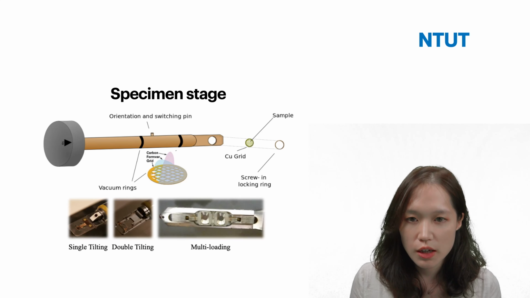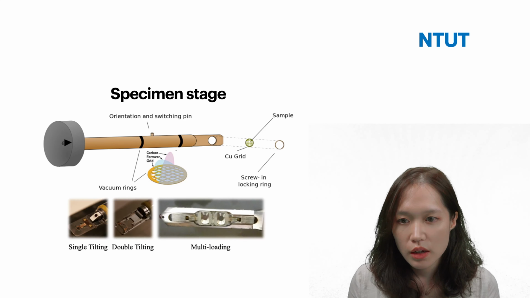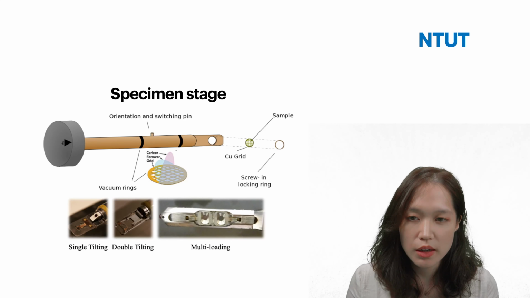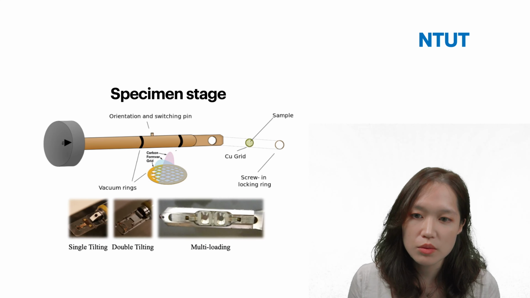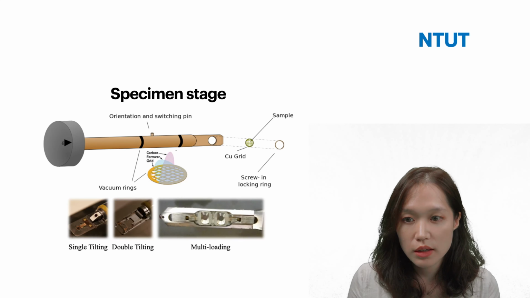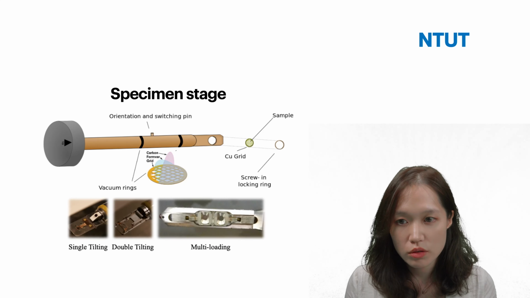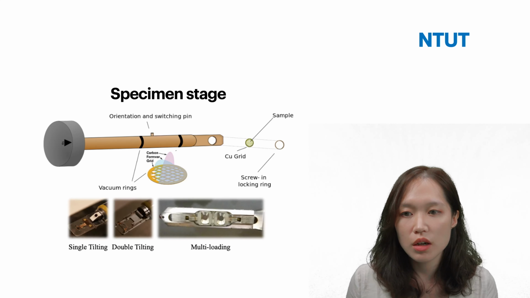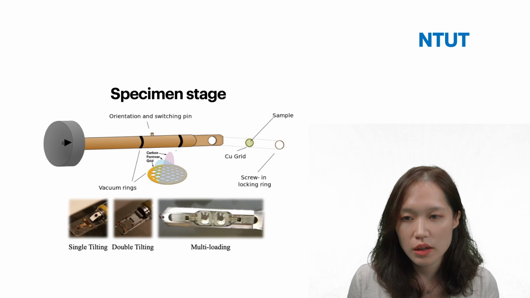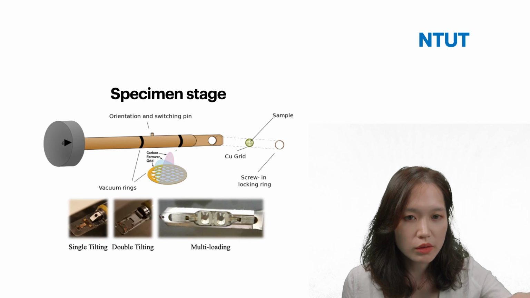But the most important thing is that you lock it in properly. There's a screw-in locking ring. Please put that in properly. Otherwise, as you're tilting your sample, it is very likely that your sample will just fall off into the system. That means we will have to shut down the whole TEM machine and get your specimen out. That is not desirable for you or for your supervisor. So that is one thing to be careful of. And remember, please do not touch the rod itself, because that will compromise the vacuum system.